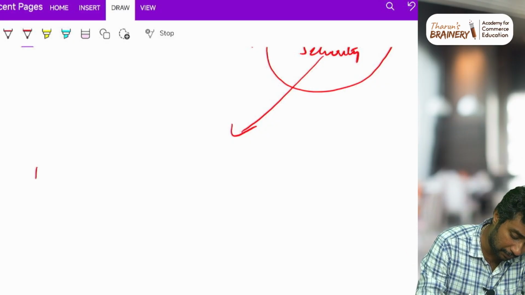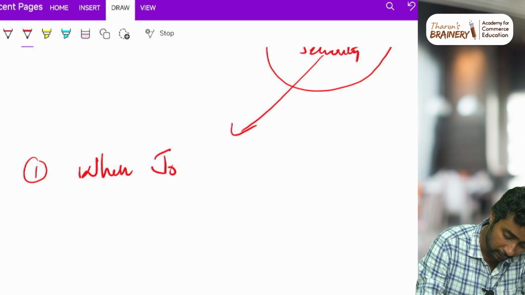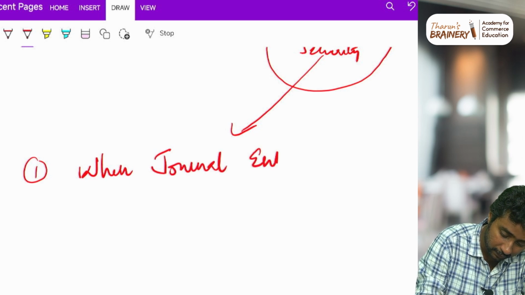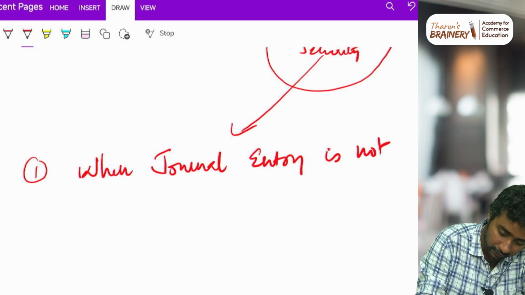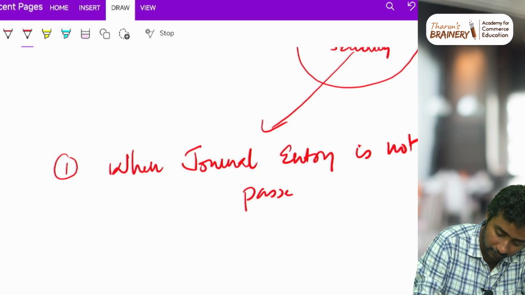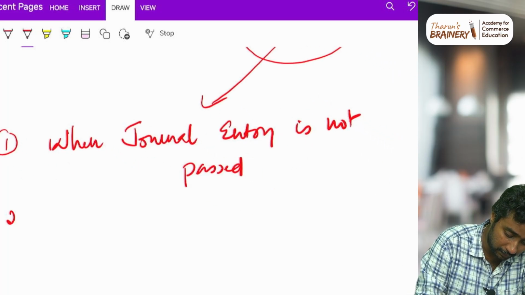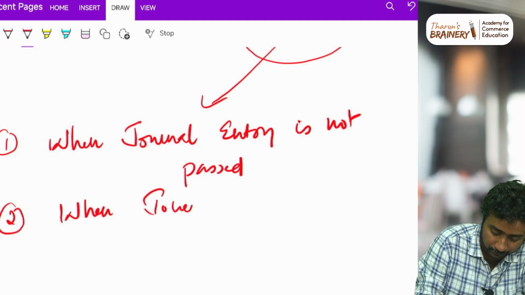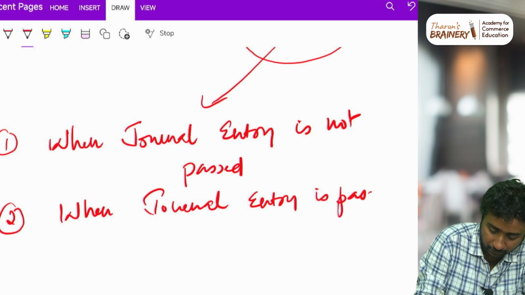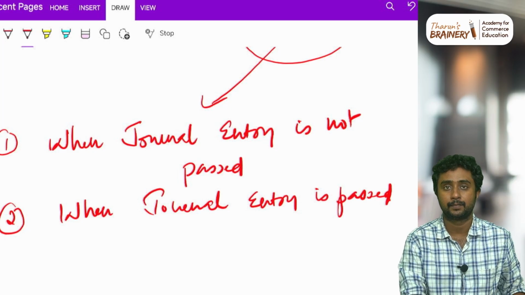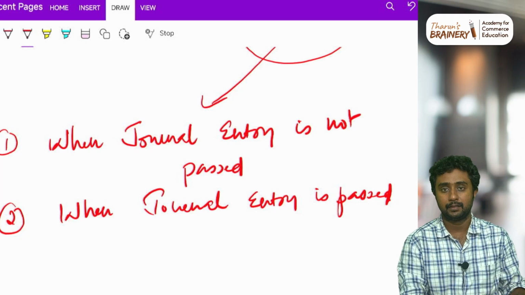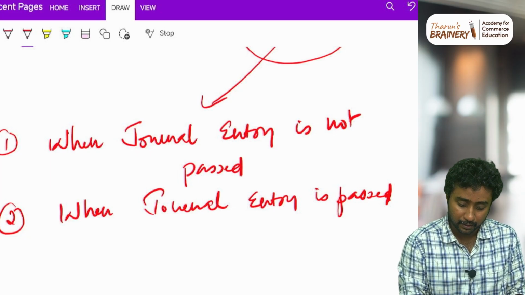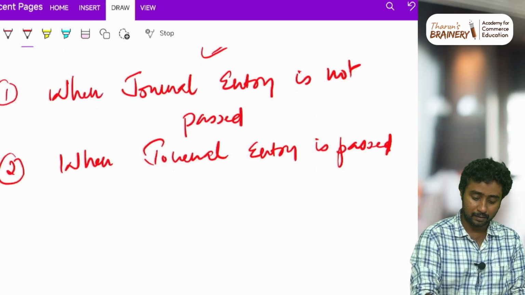Now it has two situations. One is when the journal entry is not passed, and the other is when the journal entry is passed. There are two kinds of treatment. So basically, first we will discuss a situation.